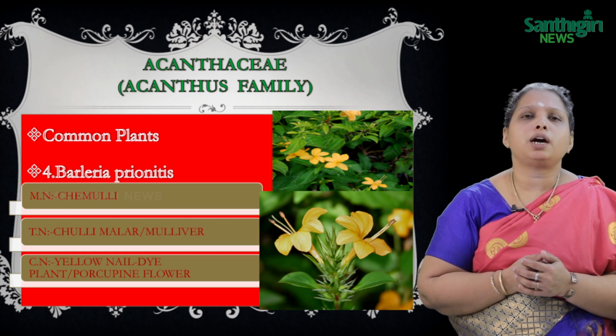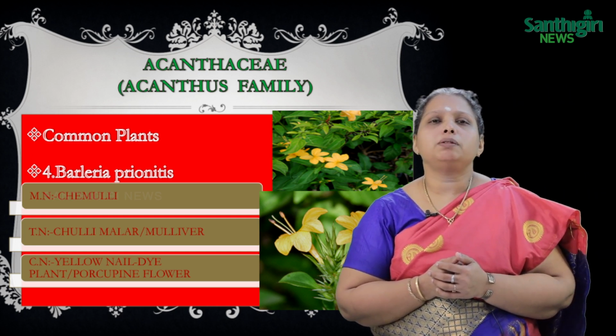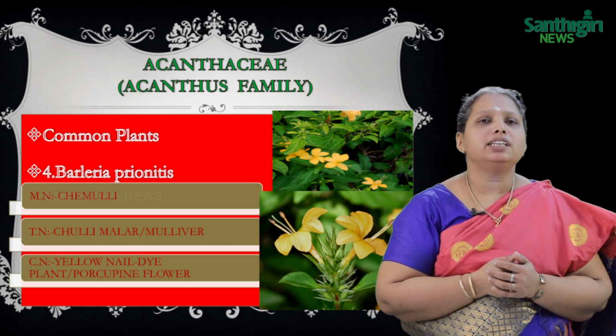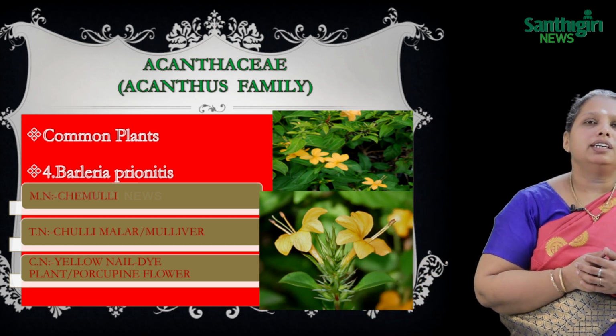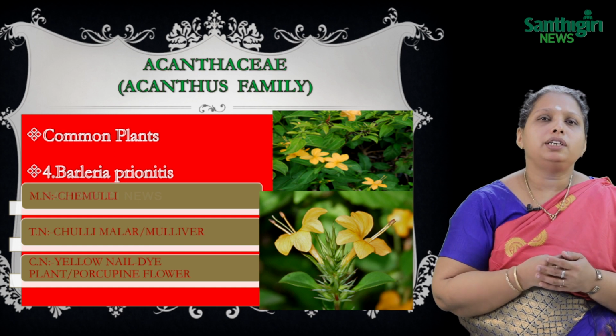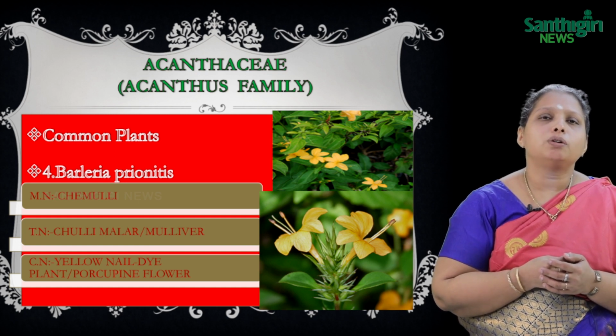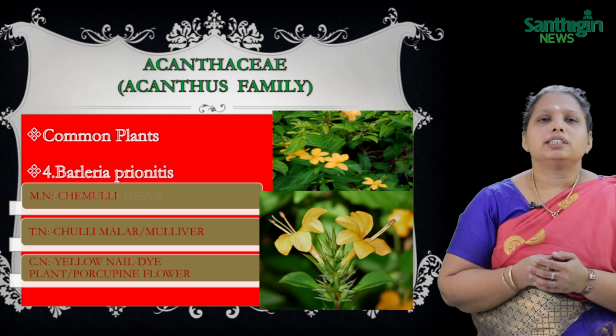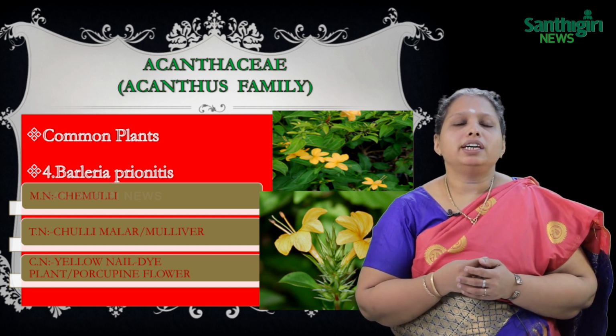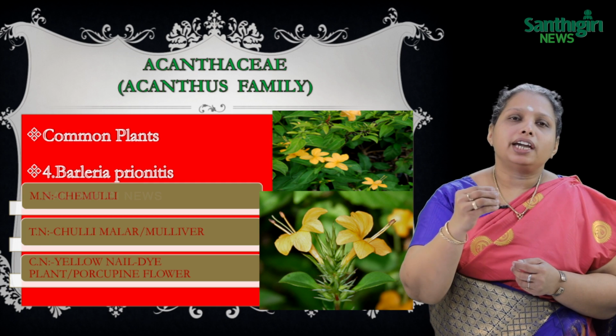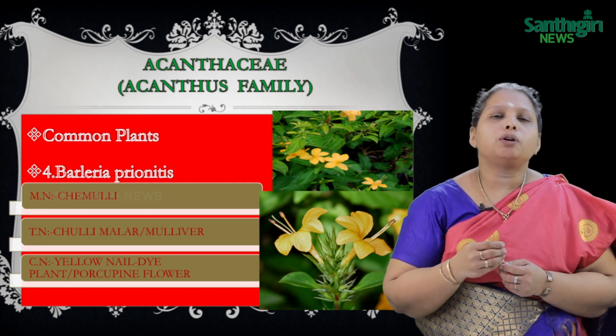Then the next plant is Barleria prionitis. The Malayalam name is Chemmulli and the Tamil name is Mulliver or Chulli Malar. The common name is yellow nail dye plant or porcupine flower. What is the importance of a porcupine? All over its body is covered with spines. Therefore, these plants also consist of spines.